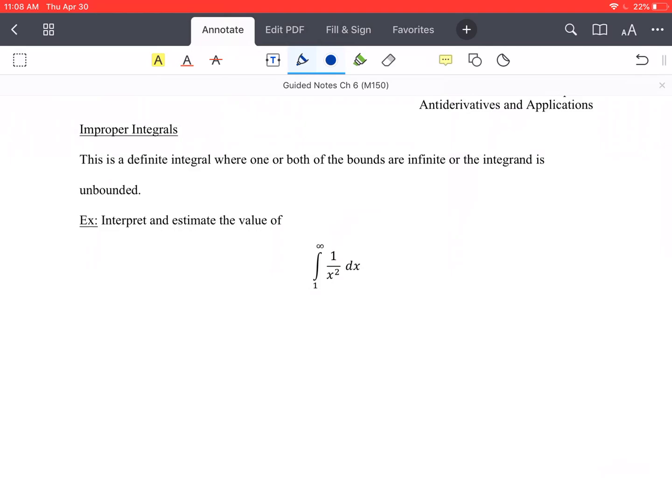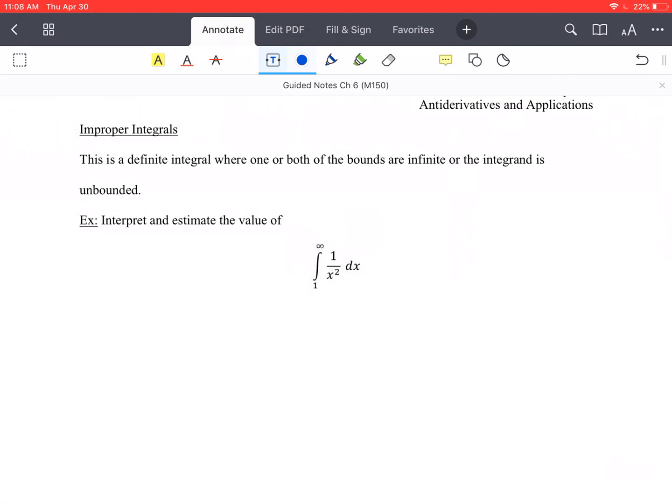And the question we need to ask is, is the area growing so large that it's just going to get infinitely big, right? Could this area just be infinite? Or is the area under the curve so small as we get out towards infinity that it ends up not really adding anything meaningful to the integral? Okay, so let's first talk about what this means.